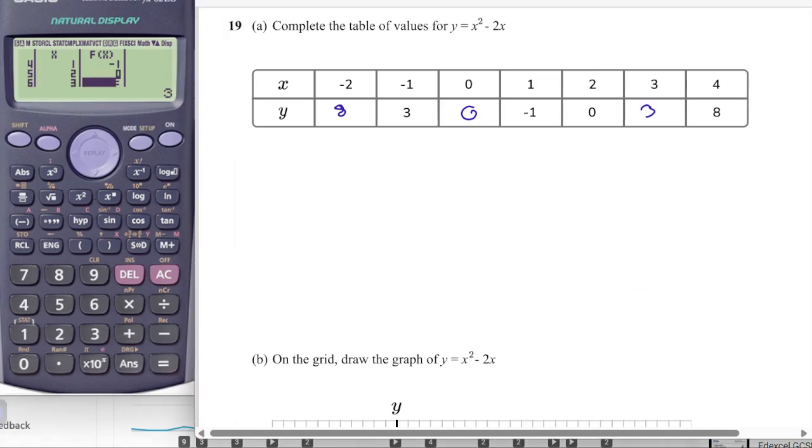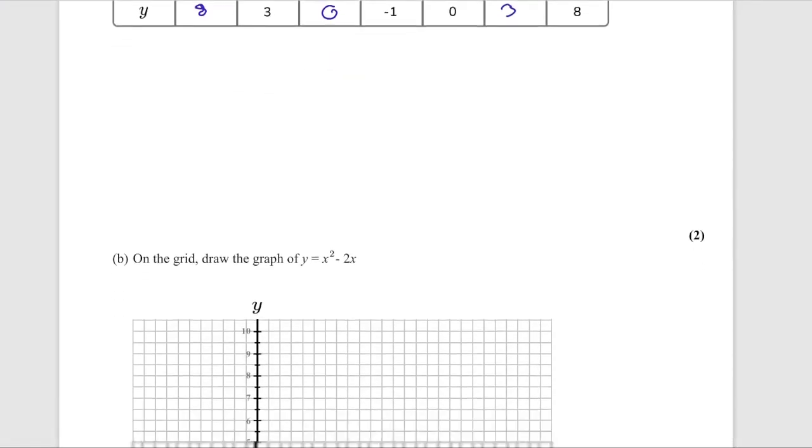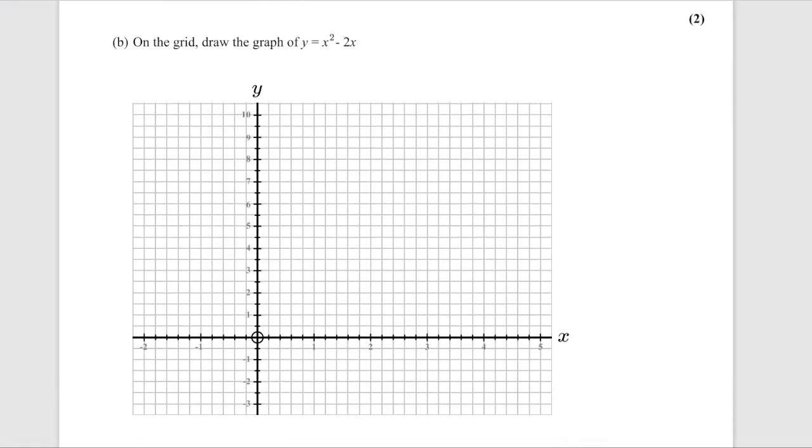Okay. So next part then, draw the graph. So we're going from our graph. We've got minus 2 and 8. So that would be that point there. We've then got minus 1 and 3. So that would be that point there. We've then got 0 and 0. 1 and minus 1, 2 and 0, 3 and 1, 3 and 3, and then 4 and 8.